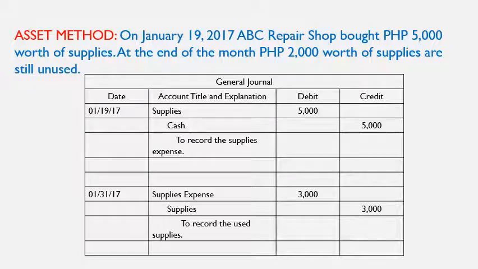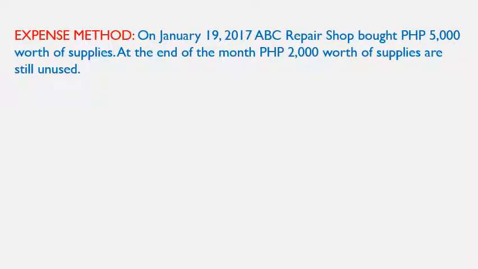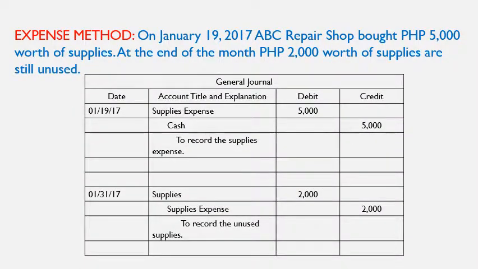Okay? So, if we are using the expense method, when we say expense method, the accountant will initially record the entire payment as expense. Okay? So, this will be our entry. On the expense method, you will record the amount unused, how much was not used. Okay? Since 2,000 here are the unused supplies, that is what you will use.